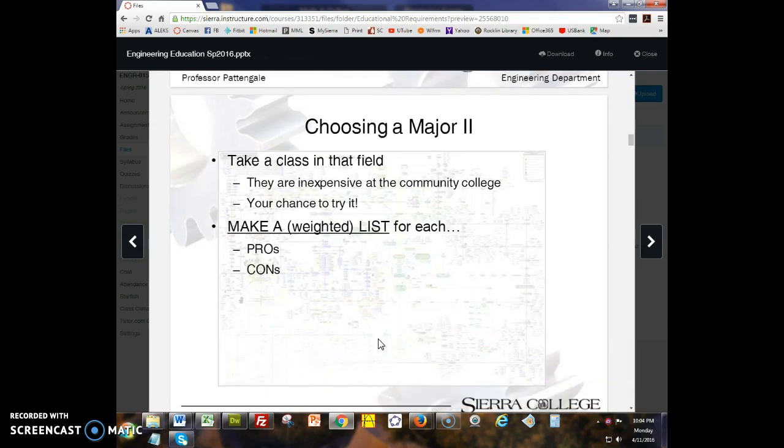So take classes in the different fields. At the community college, you have a chance to experiment and try lots of different things at a very low cost. Professor Pattengale is a big fan of making weighted lists. So what he means is don't just list the pros and cons. Say this pro is worth 5 points to me and this con is worth 3 points. So the pro would win out over the con.